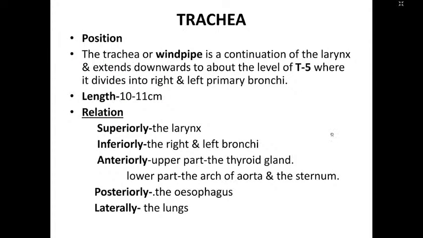Okay, so after this we come to trachea. So the position of trachea, you know, so below the larynx it is situated after C5. So trachea, it is a windpipe. It is a continuation of the larynx and downward extension up to the level of T4, T5, where it divides into right and left primary bronchi. So there is a primary bronchus, secondary bronchus, tertiary bronchus, or a respiratory bronchus, and then the alveoli start.